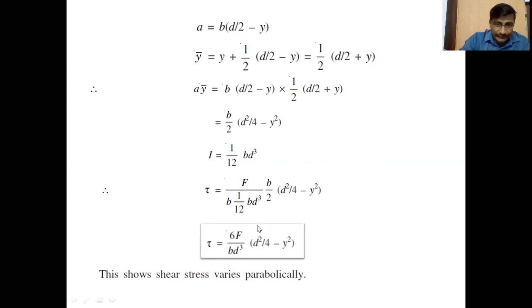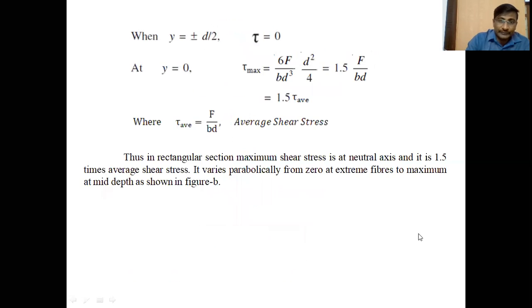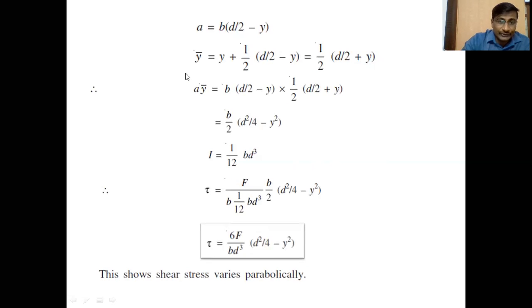Differentiation of this equation with respect to y: 6f by bd cube is the constant. Differentiation of d square by 4 is 0, minus 2y, since differentiation of y square is 2y. So 6f by bd cube into minus 2y equal to 0. Then y equals how much? y becomes 0. So at y equal to 0, the shear stress is maximum.